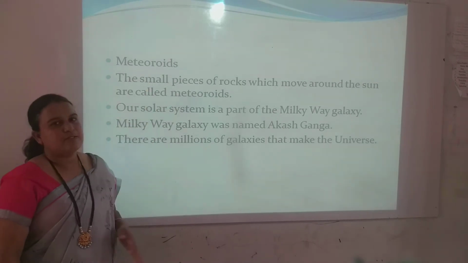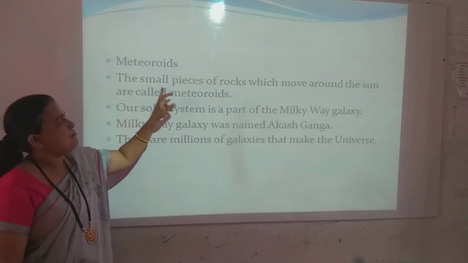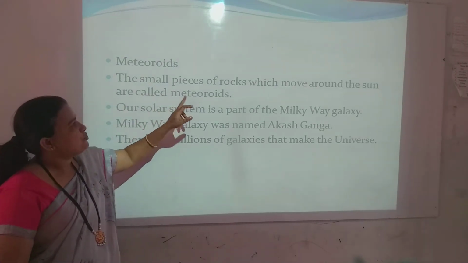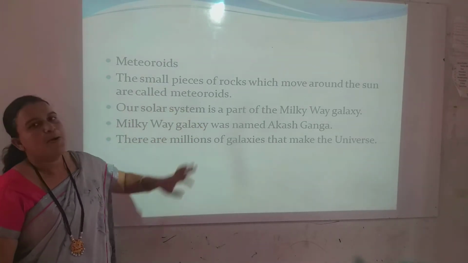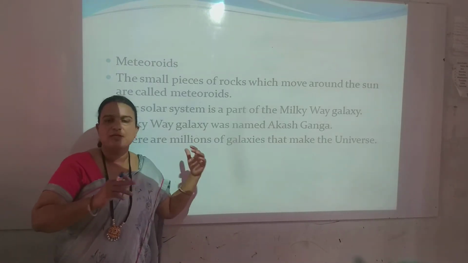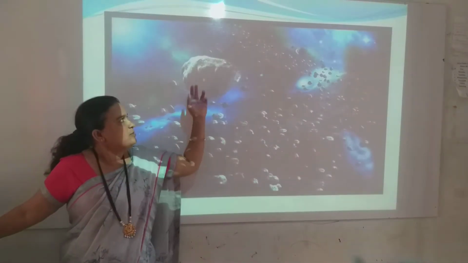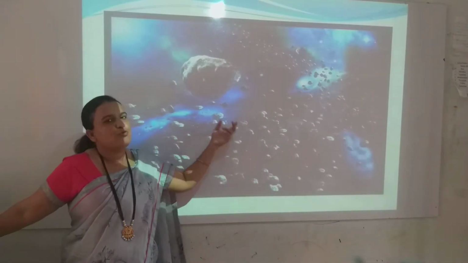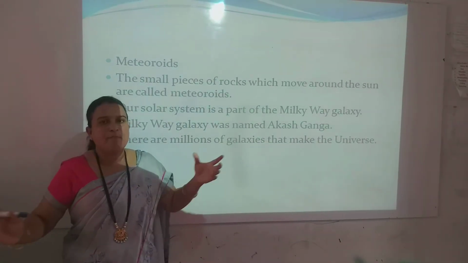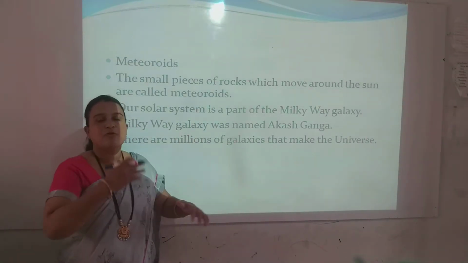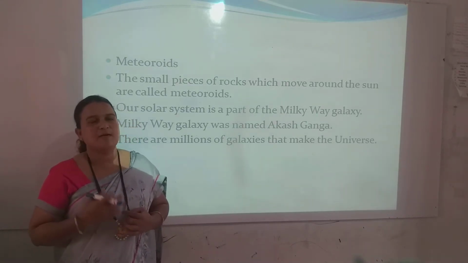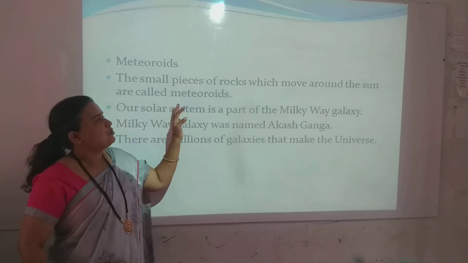Now the meteorites. Meteorites means what? The small pieces of rocks which move around the sun are called meteorites. So meteorites means small rock bodies, like we have seen in the previous slides. Such rock particles revolve around the sun, and due to the sun's tremendous heat and light, sometimes or mostly they burn.